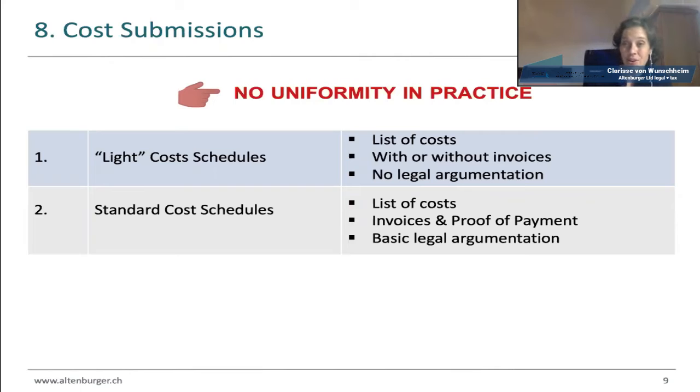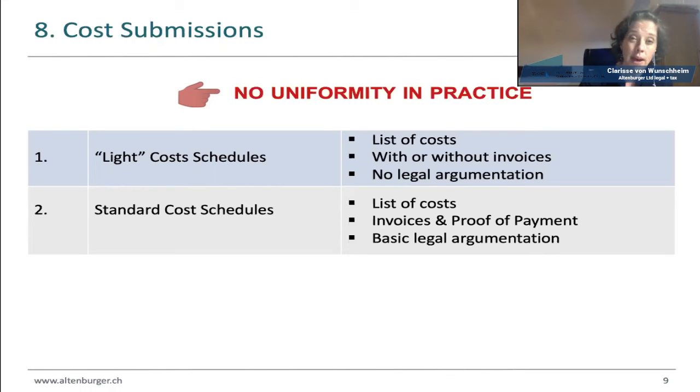The second is what I would call the more standard cost schedule. It's still just a list of costs, but this time with the invoices. And very often, especially if the trust among the parties is affected and also among the lawyers, some of them will require proof of payment. So on one side, you not just have to file the invoices, but you also have to file the proof that these invoices have been paid. And very often these standard cost schedules will include a basic legal argumentation referring to the applicable rules in the arbitration rules, where it deals with the cost allocation, and a very basic argumentation why one party or the other should bear the entirety or part of the costs.